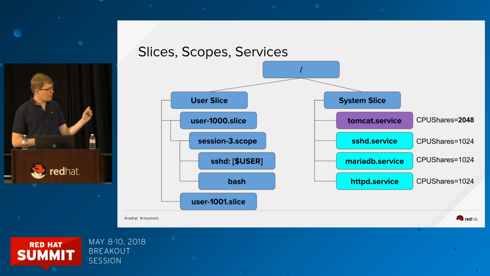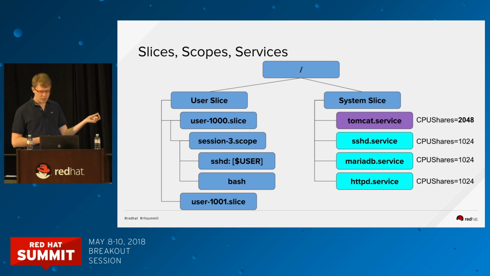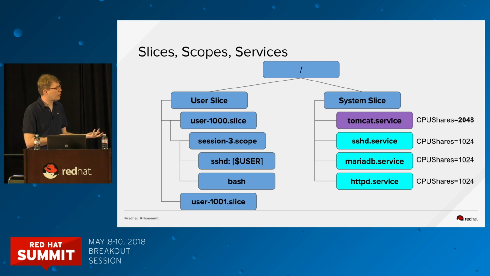Talking about the CPU shares concept again, by default, every service gets CPU shares equal to 1024. But if you change that, for tomcat.service, we now increase that to 2048. What that basically means is that if the system is under pressure, then Tomcat will get twice as much CPU time as the other ones will individually, right?